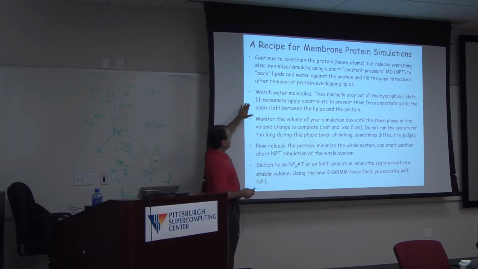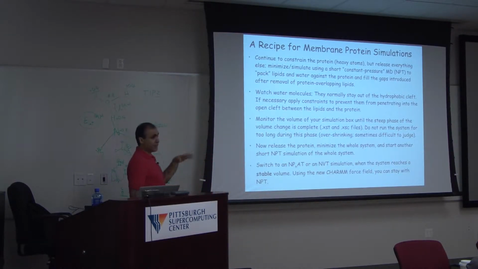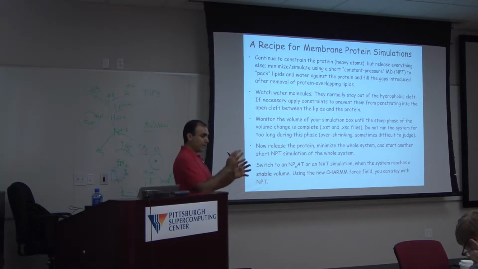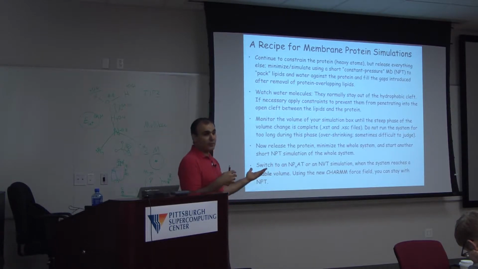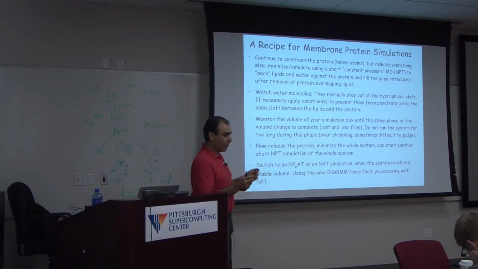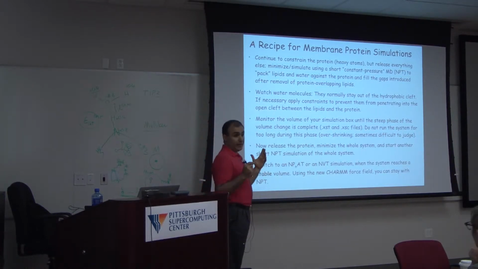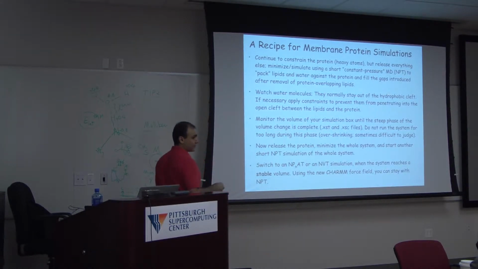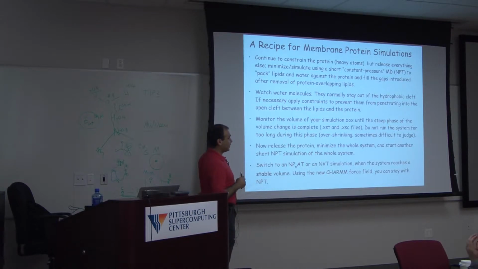So I have already mentioned this. Watch water molecules. Just make sure they don't penetrate the membrane. They don't get trapped inside between lipids and the protein. They're going to have a hard time getting out. Maybe it doesn't matter much, but that's an artifact. It might cause problems at some point during your simulation. So we can either keep them out, prevent them from penetrating the membrane, or if you have a couple of water molecules in there, you can just delete them after this step. But if it's too much, then you should use that script that I mentioned to prevent water from penetrating the membrane.